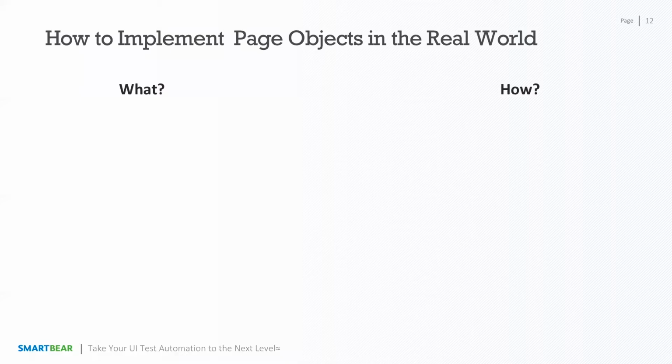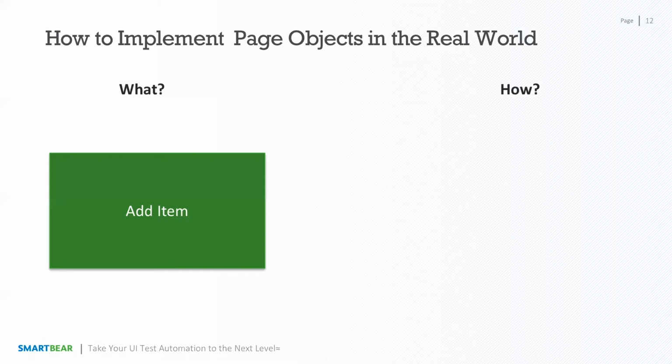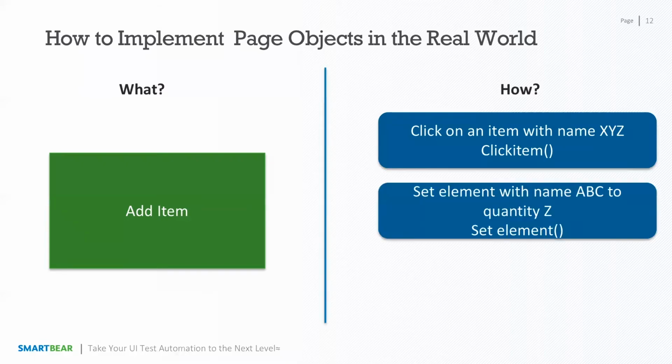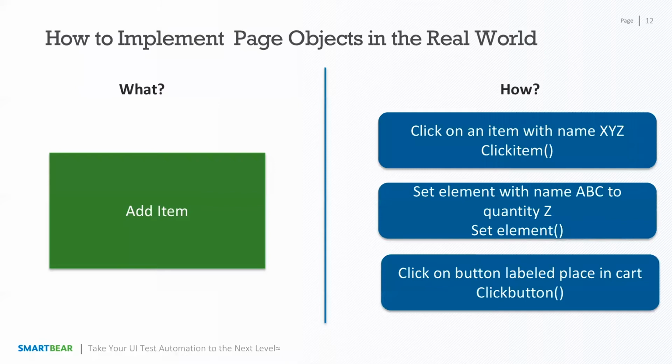On the left side, we have the what. In general, we want to add an item to our cart to order. Seems basic enough, right? On the right side, we talk about how we actually do this. The first step is to click on an item with whatever name we're interested in. Then we set that element with the name to equal a quantity. Say we are buying our favorite book and we are buying 5 of them. We use set element. And then we click on the button labeled place in cart. We first have to find that button, and then click it, where it says add to cart, place in cart, etc.